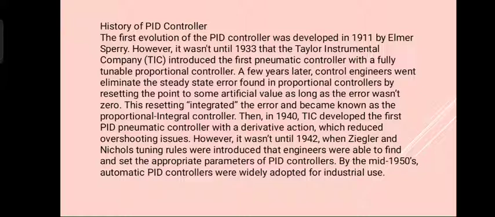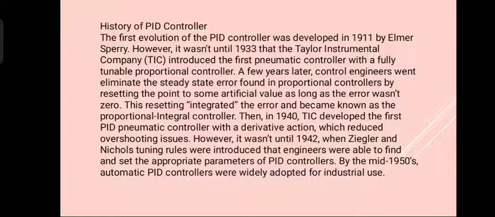proportional controller. A few years later, control engineers eliminated the steady state error found in proportional controllers by resetting the set point to some artificial value as long as the error wasn't zero. The resetting integrated the error and became known as proportional integral controller.